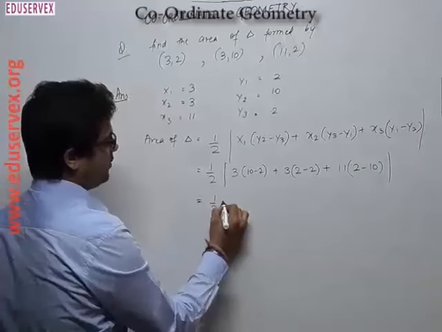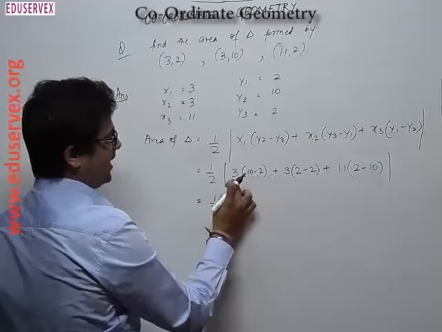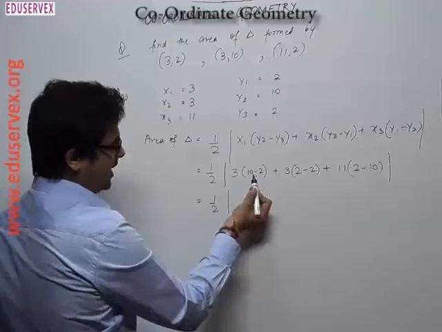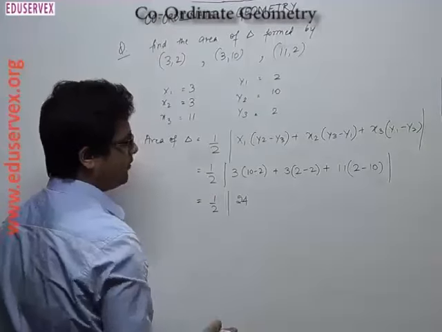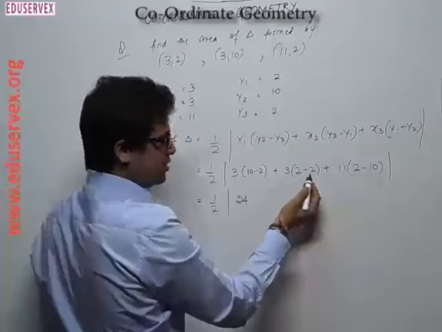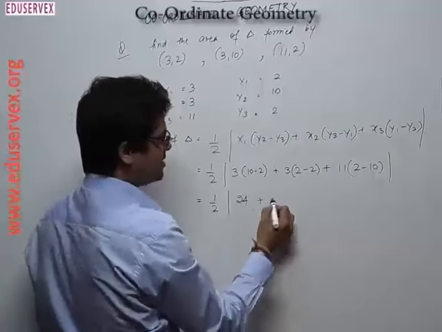This will be equal to half of, so 10 minus 2 is 8, into 3, this will be equal to 24. 2 minus 2 is 0, 0 multiplied by any number will result in 0 only.